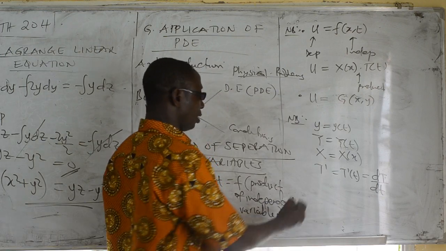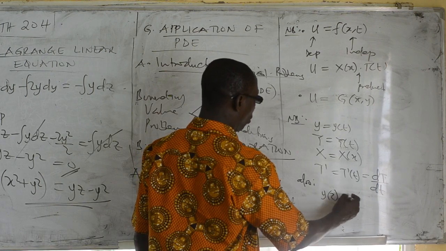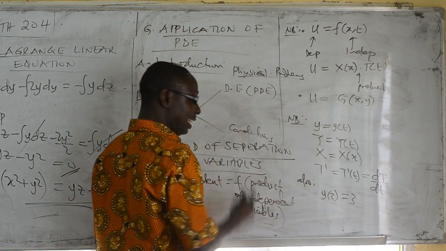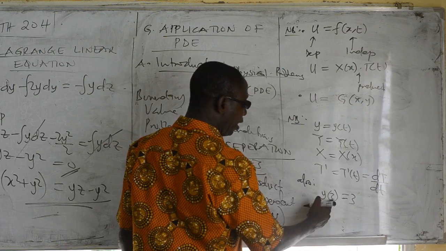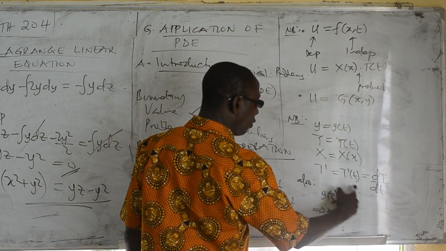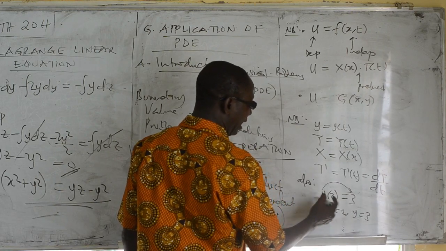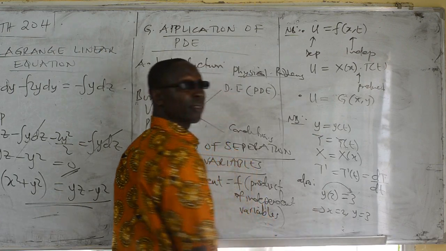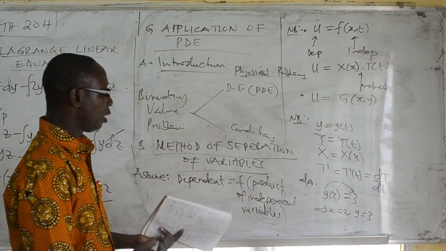And also the conditions. If I have y of 2 is equal to 3, this statement means that the one in the bracket is an x value, and the one outside is for the y. Y is for the one outside, and x is for the one inside. These are basic things you need to know.